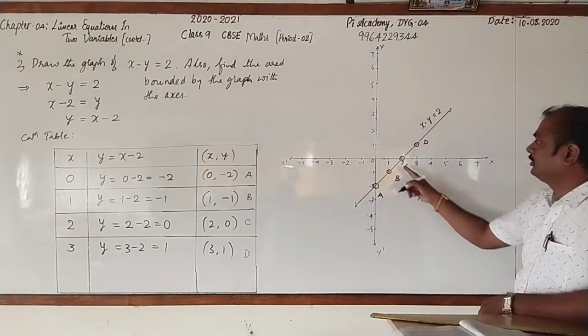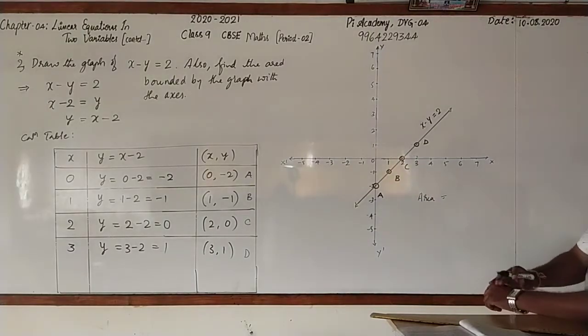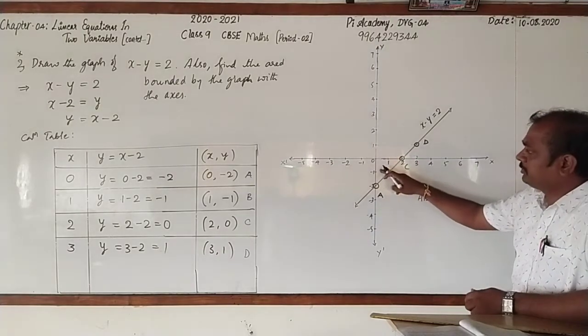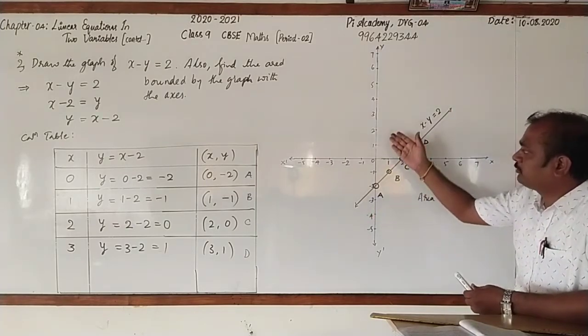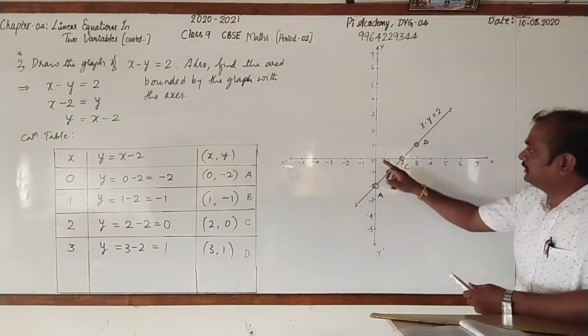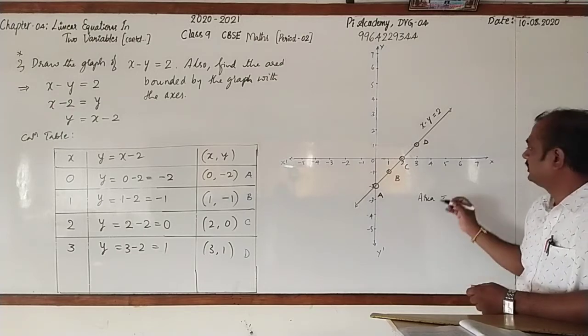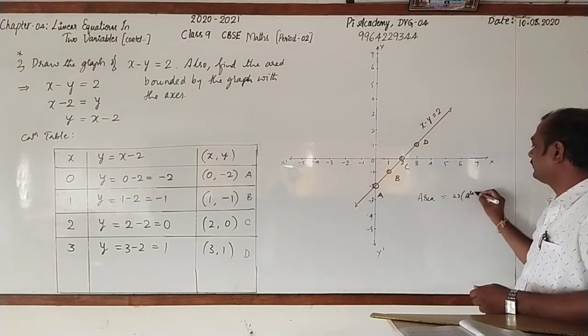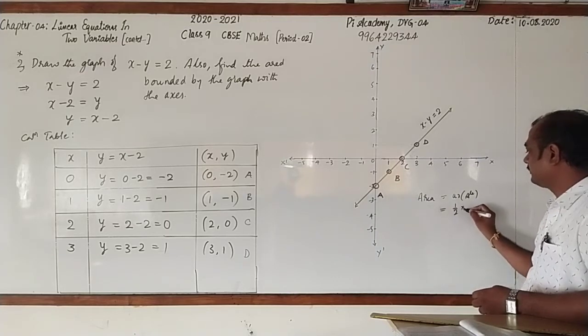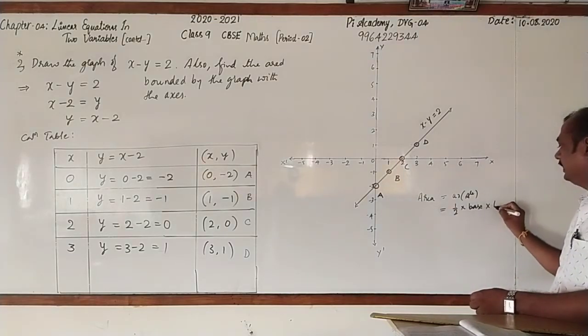Area is equal to, what is the region bounded by, or the geometrical figure bounded by the graph of the given equation with the x and y axis? It is a triangle, right? It is nothing but the area of a triangle. Area of triangle is half into base into height.